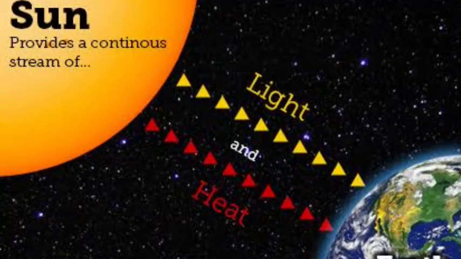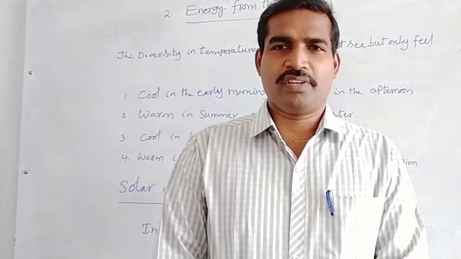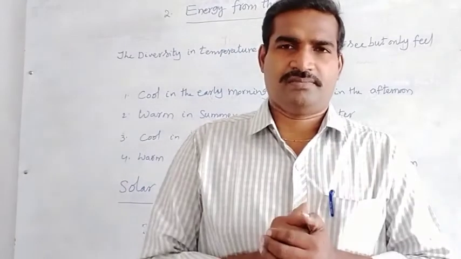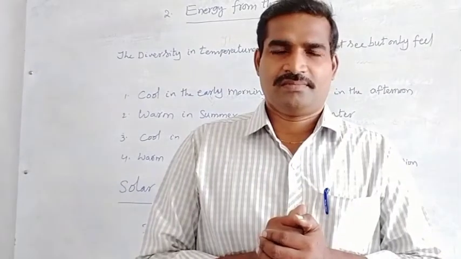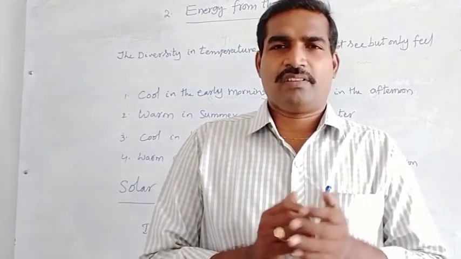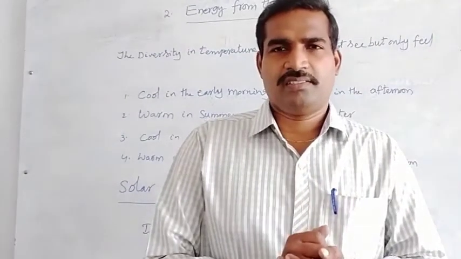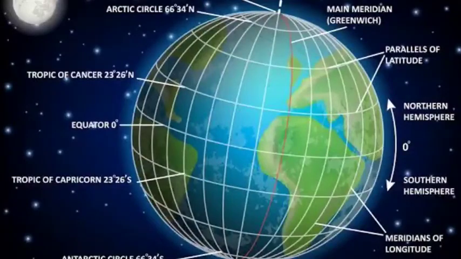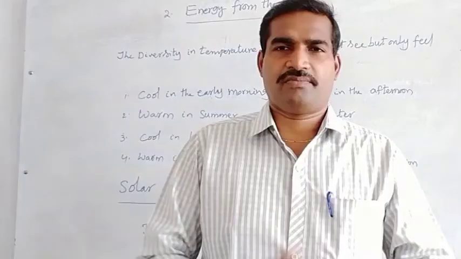Good morning to all. Today we are going to learn about the 8th class lesson Energy from the Sun. We live on the earth full of diversity. Different kinds of diversity features are there: temperature, hotness, coldness, weather conditions, seasons. These are all different kinds of varieties.